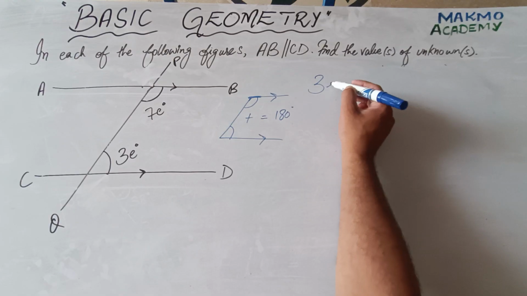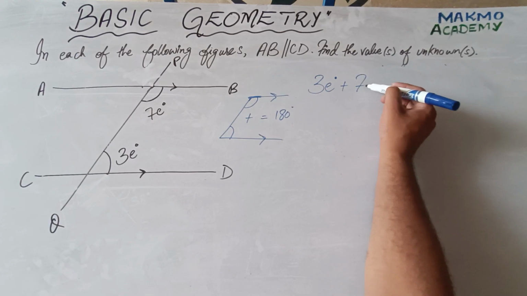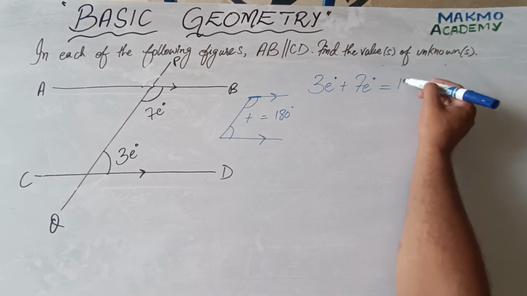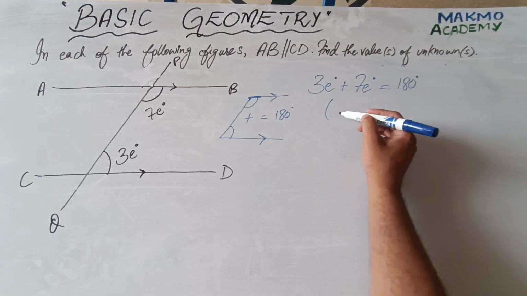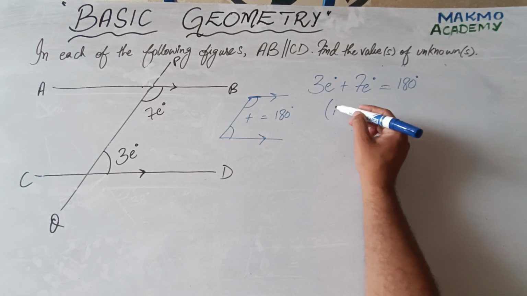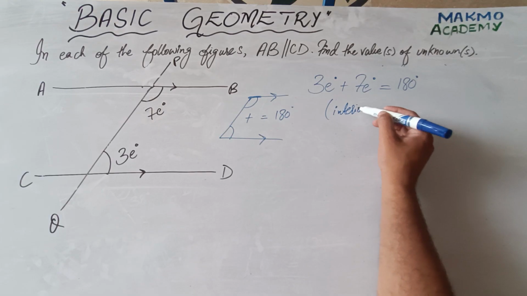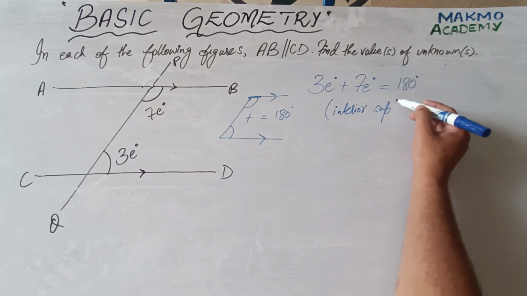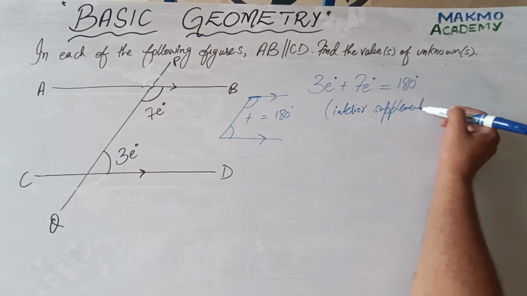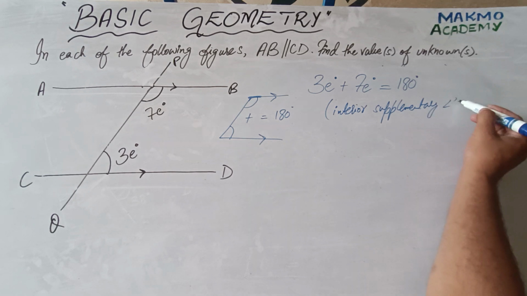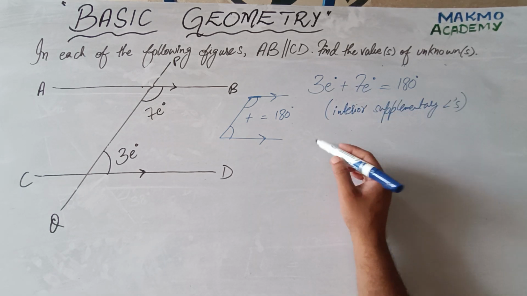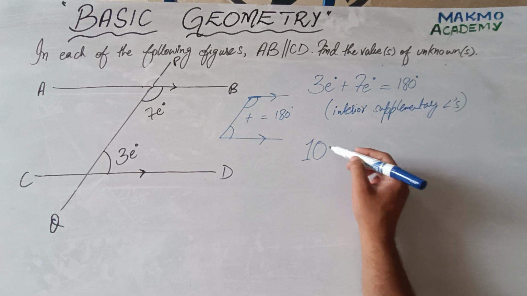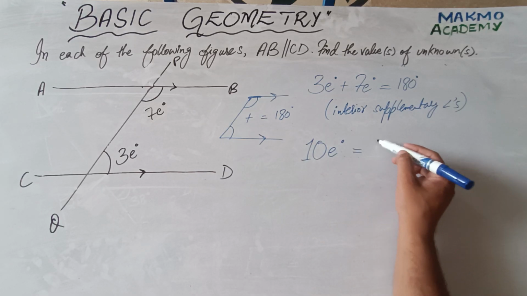So 3e plus 7e is equal to 180 degrees. Now we will give the reason: interior supplementary angles. So 3e and 7e both are like terms and both have the same variable, so yes, they can be added.